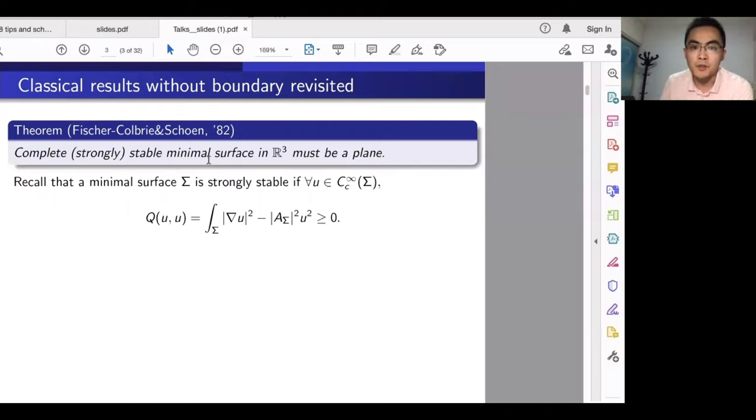And let me remind you that we say a minimal surface sigma is strongly stable if for any function U that has compact support, we have this inequality below. So this quadratic form Q is non-negative, okay? This quadratic form comes from the second variation of the area functional.